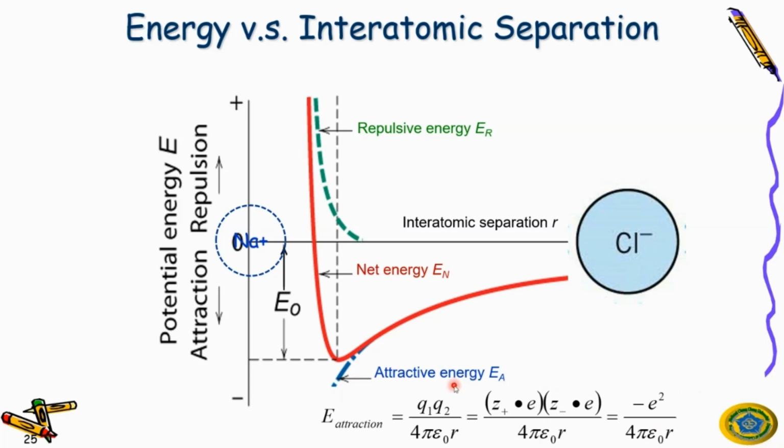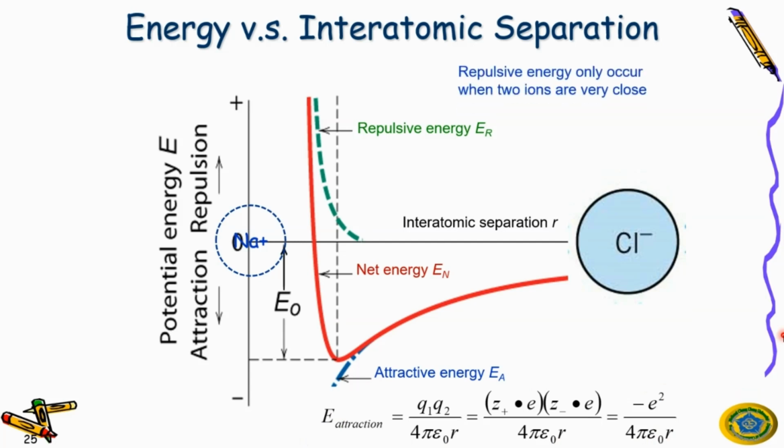So let's quantify this energy. The electrostatic energy of attraction will be Q1 times Q2 divided by 4 pi epsilon r, which is related to the distance, right? And then you put in Q1, the charge of sodium, and the charge of chlorine, and you can have one charge or two charges. For example, for sodium chloride, this is two charges. So this is the energy of the attraction.